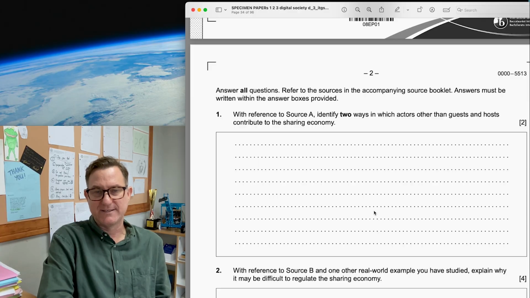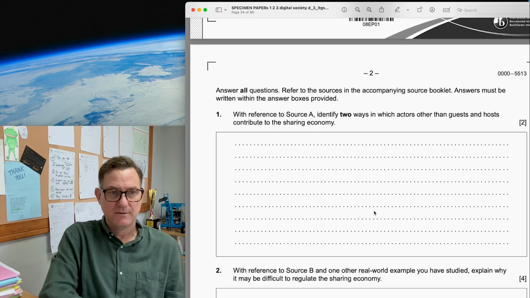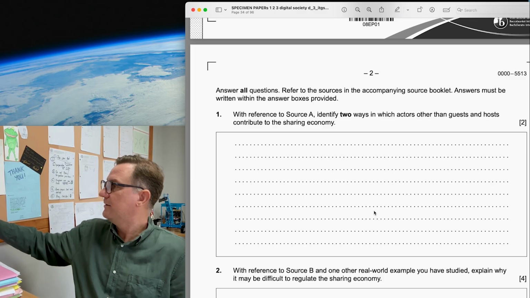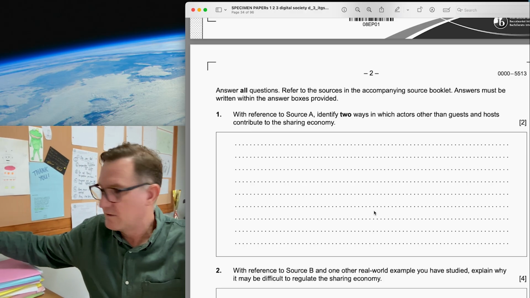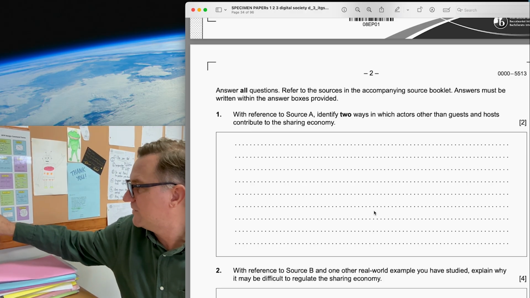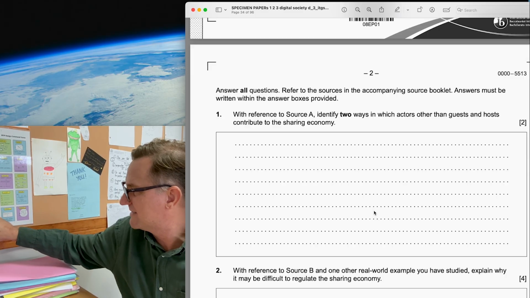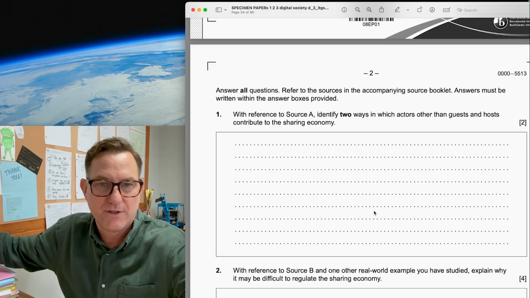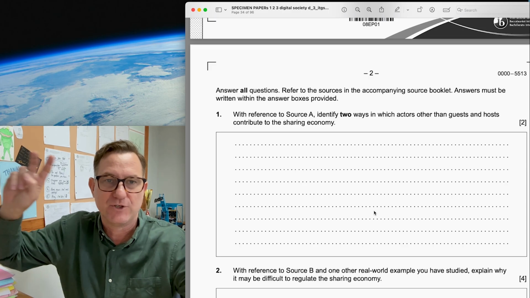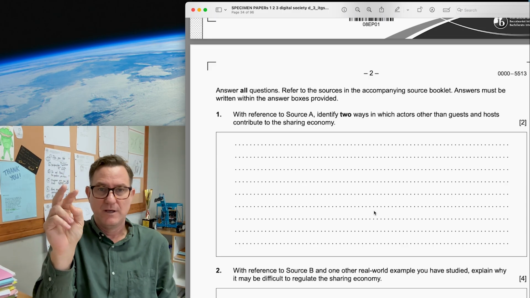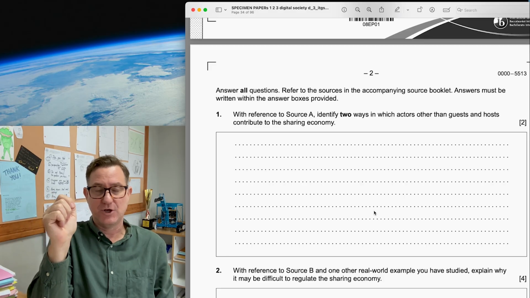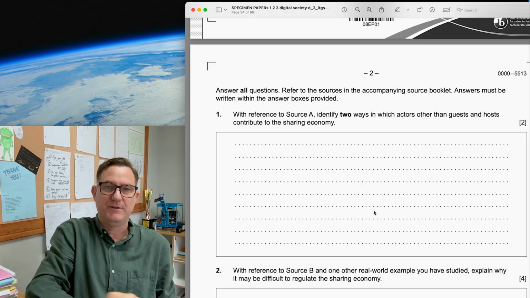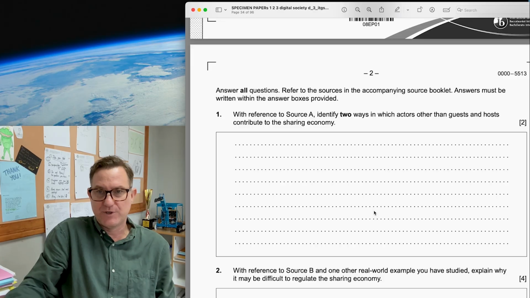So have a look at these, and then the question is basically saying identify 2 ways. So the command term here is identify. Now when you think of identify, I've actually got the command terms up here. Identify, it says here, it's got 3 doors, and it says providing an answer from several possibilities. So there are several possibilities, so you're identifying 2 possibilities, or two ways in which actors other than guests and hosts contribute. So it's them contributing to this shared economy. That's only worth 2 marks.